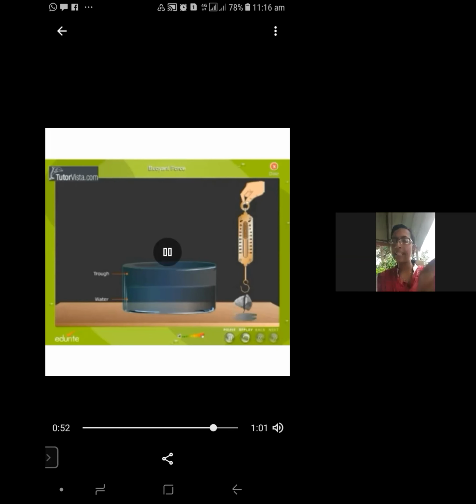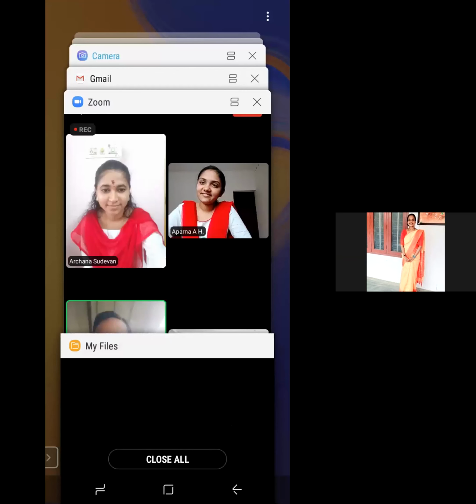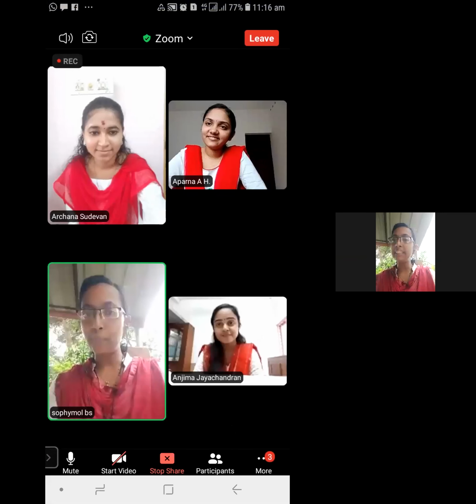Here we can see that in the air, the weight of the stone is 20 gram, and in the water, the weight of the stone is 15 gram. There is a difference of 5 gram. How is this 5 gram difference possible? It is due to the buoyant force, as told by Aparna teacher. Here we have seen the difference.